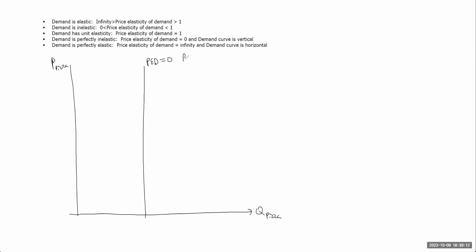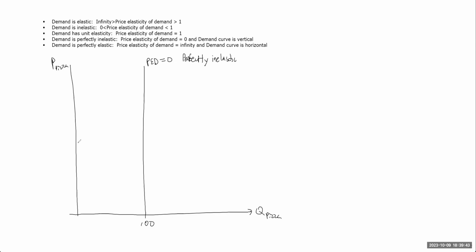Okay, this is called perfectly inelastic. Why? This guy who has a demand curve like this says, look, I want to eat 100 slices of pizza. I will not respond to price changes. Price is 50 cents a slice, I buy 100 slices. Price is $3 billion a slice, I still buy 100 slices. I do not respond to price changes.